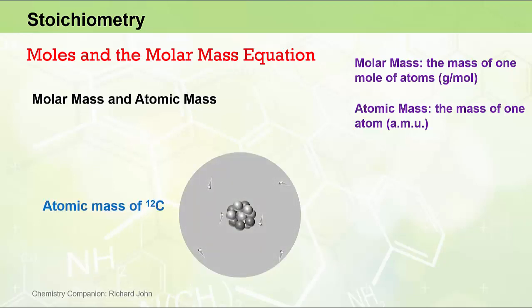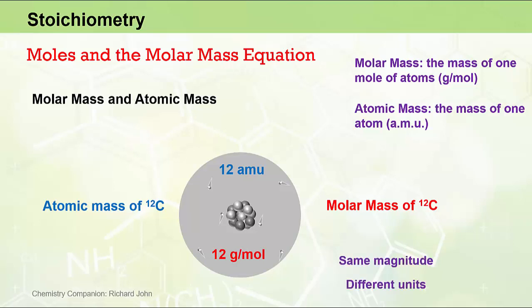We know from previous videos that the atomic mass of carbon-12 is defined as exactly 12 atomic mass units, and we also know that the molar mass of carbon-12 is assigned, via our definition of the mole, a value of exactly 12 grams per mole. So we find that the molar mass and the atomic mass of carbon-12 have the same magnitude, 12, but they have different units. The units for atomic mass being atomic mass units, the units for molar mass being grams per mole.